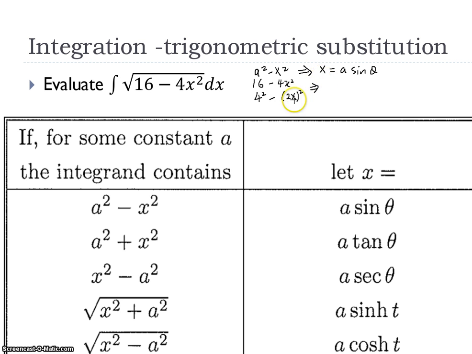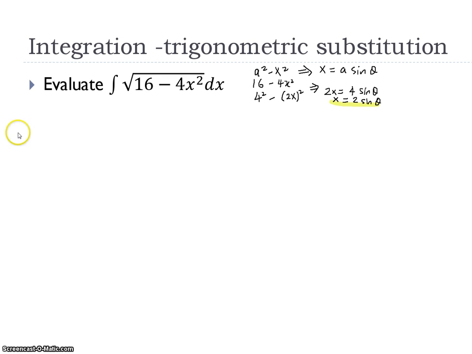So if we use the same method, you will observe that instead of writing x, we will write 2x. And then our a is actually 4 sine theta. If we divide both sides by 2, we have x equals 4 divided by 2, so we have 2 sine theta. So this is the suitable substitution that we are going to use. Let's close this table. So we will start to substitute.